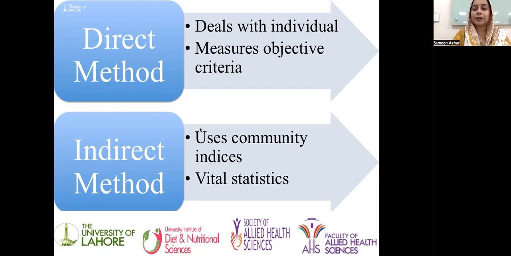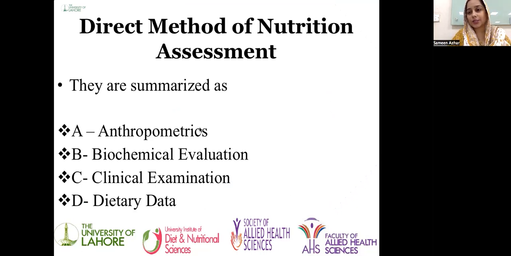Whereas the indirect method takes vital statistics or community indices or community data to interpret the nutritional status or the condition of the nutrition state in any community or group of people. It is an indirect method of assessing nutritional status. So there are two methods of nutritional assessment, direct and indirect. The direct method, to be specific, has 4 steps: anthropometry, biochemical evaluation, clinical examination, and dietary data.